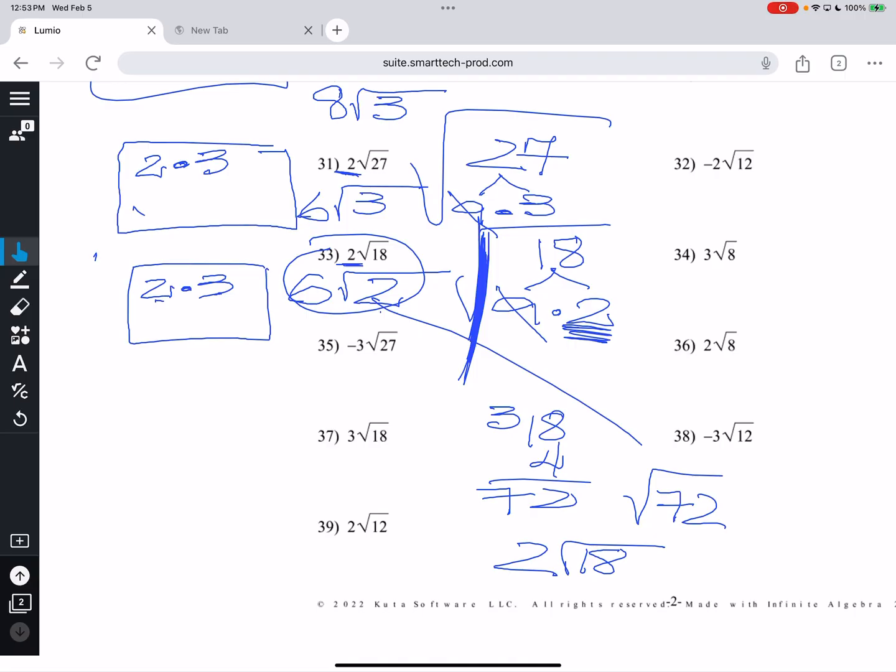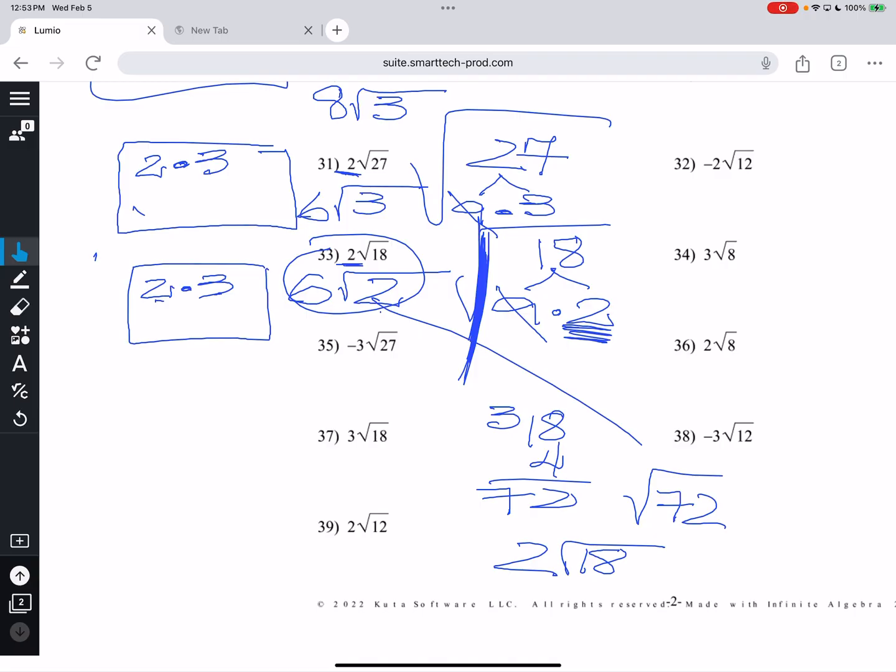Could there ever be a case where 0 would be outside? Well, that means the radical inside is 0. The only time we would have a 0 out there is if the problem is 0.